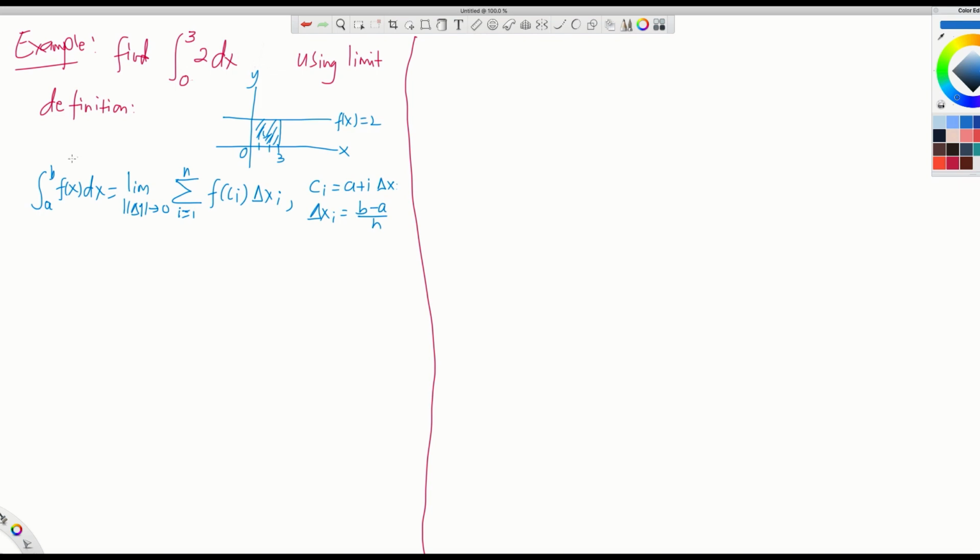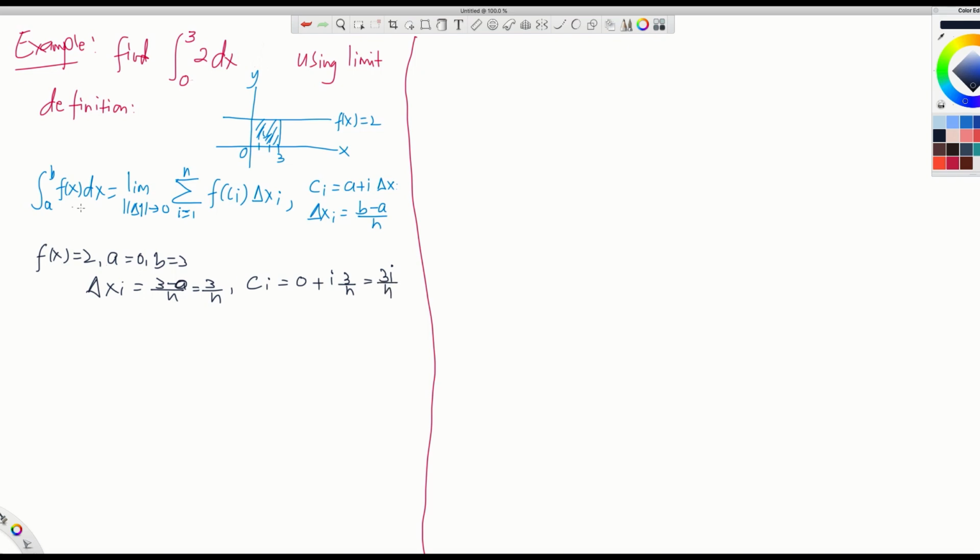So let us do this. How does that look? The solution: what is f(x) in our problem? f(x) is just 2. What is a? a is 0. What is b? b is 3, right? So what is delta xi then? Delta xi is (3 minus 0) over n, that is basically 3 over n. And what is ci then? ci is a, which is 0, plus i times delta x, which is 3 over n. Basically ci is 3i over n.